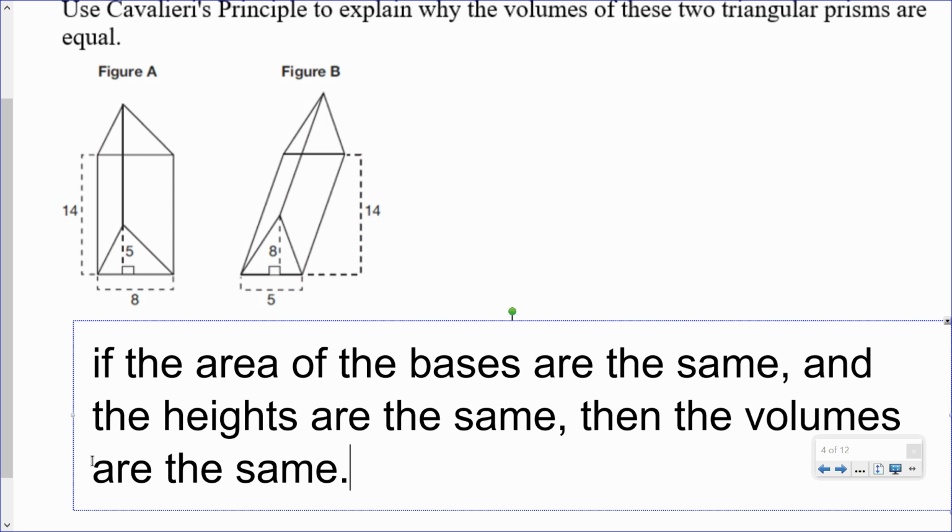If the area of the bases are the same and the heights are the same, then the volumes are the same. We talked about that when I showed you the two different stacks of the CDs. One was messed up, one wasn't. The fact that the CDs are messed up doesn't change the amount of space that it takes up, because the area of the bases are the same, the heights are the same, and the volumes are the same. So again, if they ever ask you to explain why the volume of two things are the same, or it says Cavalieri's Principle, if the area of the bases are the same and the heights are the same, then the volumes are the same.